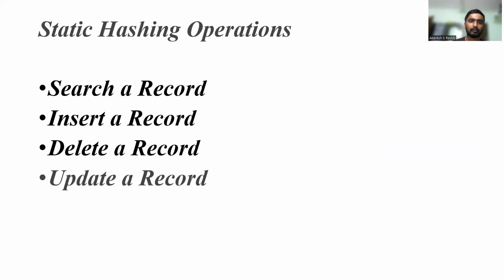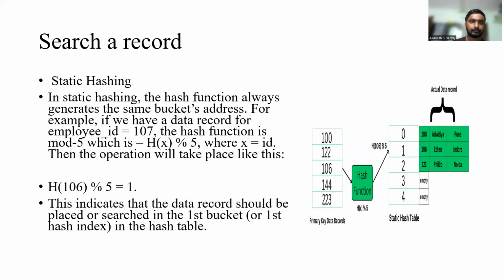Static hash operations. First one, search a record. Second one, insert a record. Third one, delete a record. And fourth one, update a record. Search a record. In static hashing, the hash function always generates the same bucket address. For example, if we have a data record for employee ID 106, then the hash function is h(x) = x % 5, where x is the ID, so the operation will take place like this: h(106) = 106 % 5 = 1. That indicates that data should be stored in, or searched for in, the first bucket in the hash table.